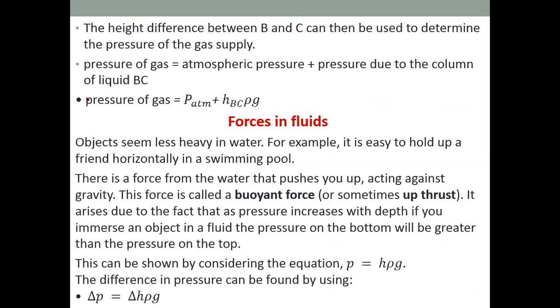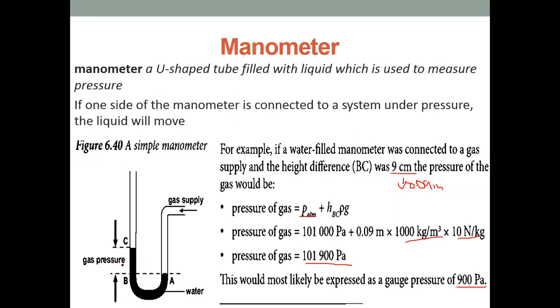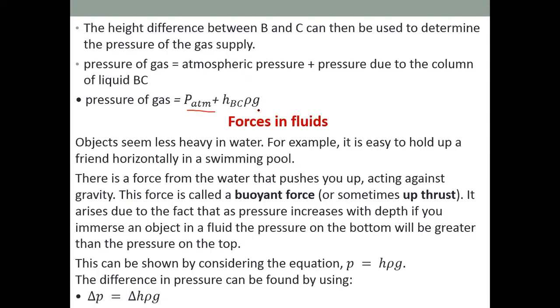So we are going to find the pressure of a gas by using the atmospheric pressure plus the height of the column, the gas pressure over here, times density of liquid times gravity. We are going to use this formula to find the pressure of a gas. So let's continue with forces in fluids.